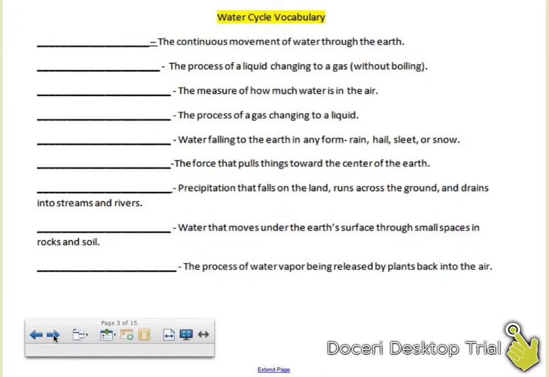Let's go over some things that you already know. You don't have this anywhere, we're just reviewing. The continuous movement of water through the earth. Water cycle. The process of liquid changing to a gas without boiling. Evaporation. The measure of how much water is in the air. How much water is in the air?